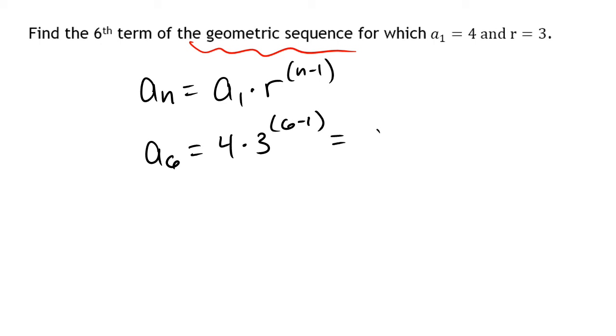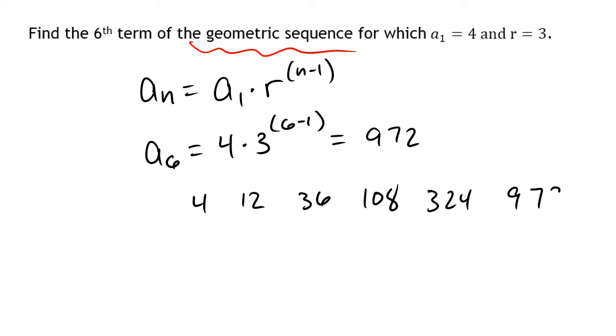So 4 times 3 to the 5th equals the number 972. And of course, it wouldn't take that long, right? If I take the number 4 as my first value, and multiply that by 3, I get 12, and then 12 times 3 gives me 36, then 36 times 3 is 108, and that times 3 is 324, and if I multiply that times 3, I get 972. So you can see the first, second, third, fourth, fifth, and here's the sixth term. So the answer is 972.